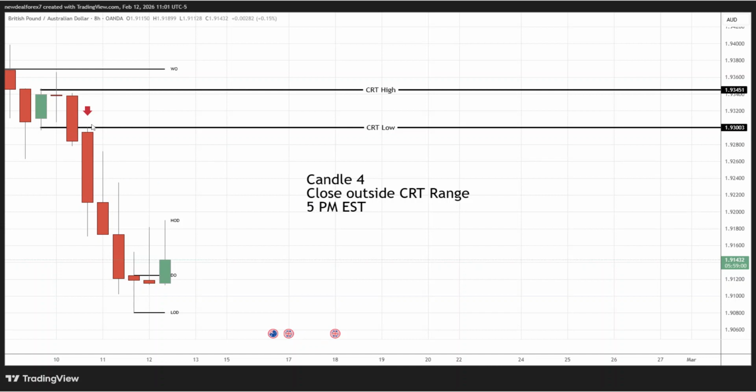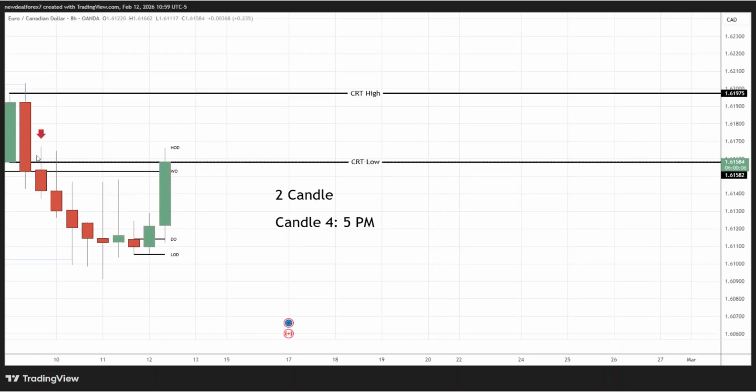This was at 5 p.m. Candle 4. This is on the 8-hour chart. And I think this other one here was 5 p.m. as well. This was 5 p.m. Yeah. So that was that.